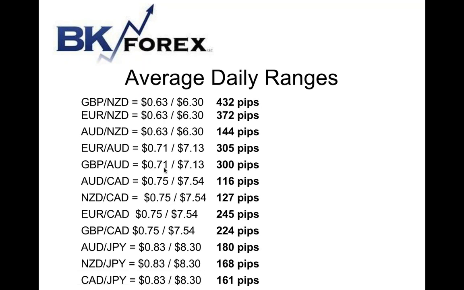More importantly, this is what's astounding about them. Some of these crosses are the single biggest movers in the currency market day in and day out. The average daily range of the Pound Kiwi is 400 pips. Euro Kiwi, 300 pips. Euro Aussie, 300 pips. Pound Aussie, 300 pips.